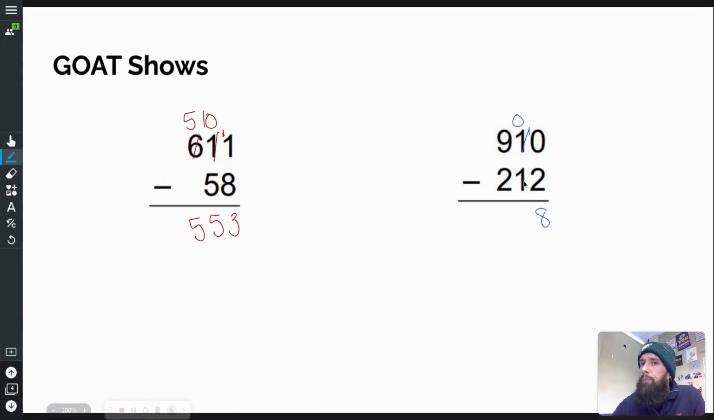0 minus 1, can't do it. Borrow from 9, so I'll make you 8. You become a 10. 10 minus 1 is 9. Move on to the hundreds. 8 minus 2 is 6. And 910 minus 212 is 698.